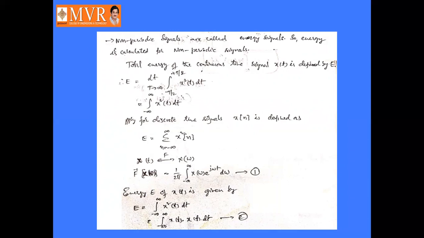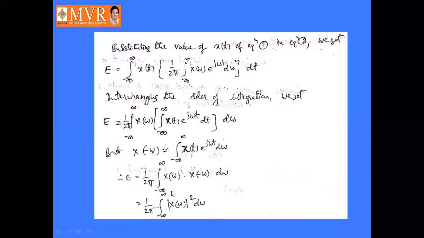Energy E of x of t is given by E equal to integral minus infinity to infinity x square t dt, or we can write this as integral minus infinity to infinity x of t into x of t dt. But x of t is nothing but equation number 1. Replace one of the x of t by this equation. Substituting the value of x of t as equation number 1, equation number 2 will become E equal to integral minus infinity to infinity x of t into 1 by 2 pi integral minus infinity to infinity X of omega e power j omega t d omega dt.